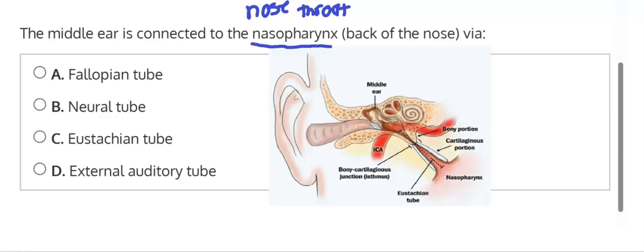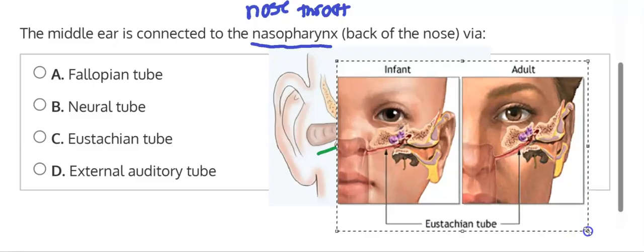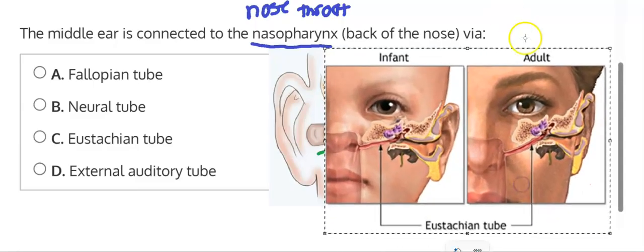So in order to know where it connects, we want to think of the anatomy of how the ear works. So we know that we have our ear canal, which is our outer ear, our middle ear, and then the inner ear, and then followed by this special tube which connects the ear to the throat. And if we look at this picture here, we can get a clearer image of what that canal does.